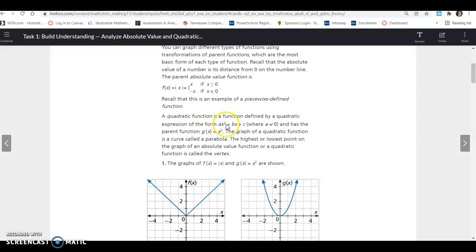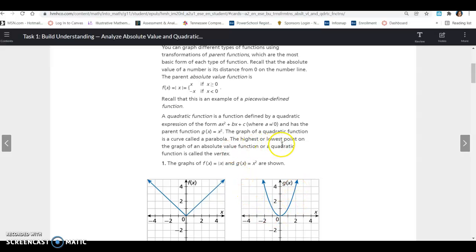A quadratic function is a function defined by a quadratic expression of the form ax squared plus bx plus c, where a is not 0. So therefore, a quadratic function must have an x squared term. If it has an x squared, something to the second power, that means it's quadratic, and has a parent function of g of x equals x squared. The graph of a quadratic function is a curve called a parabola. You can see that here.